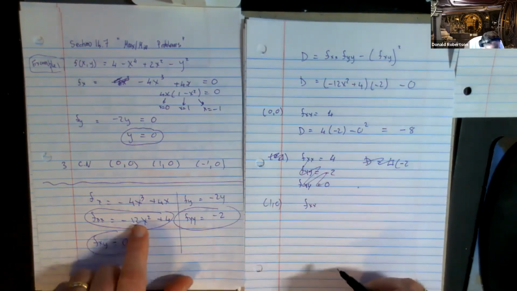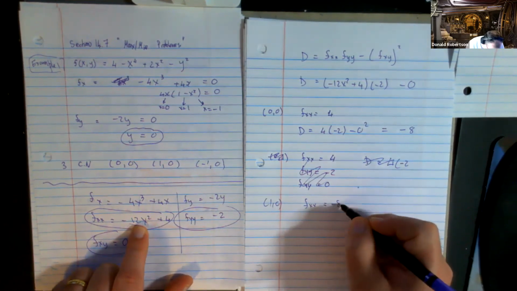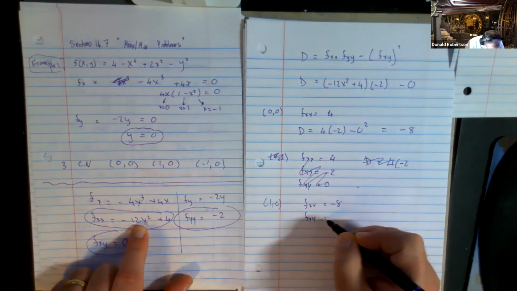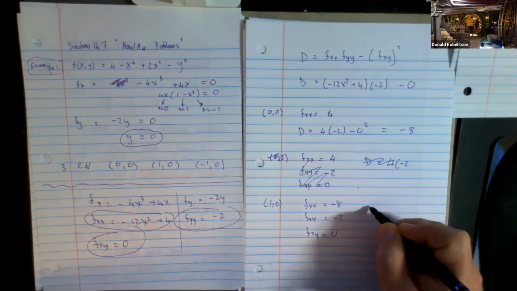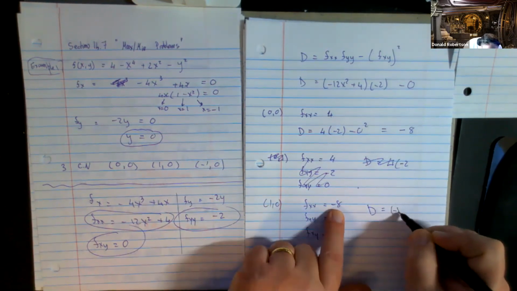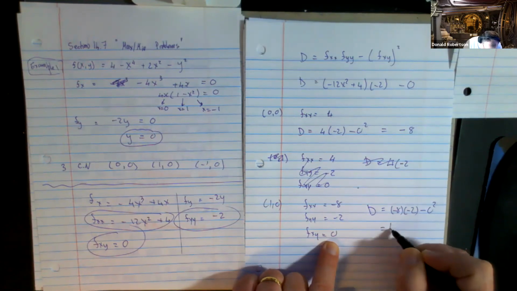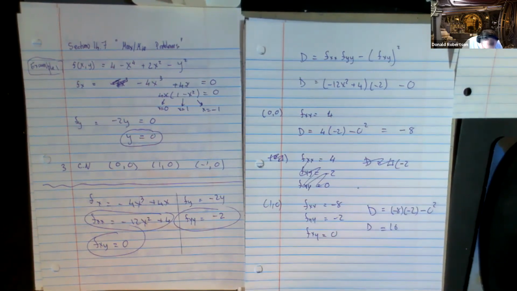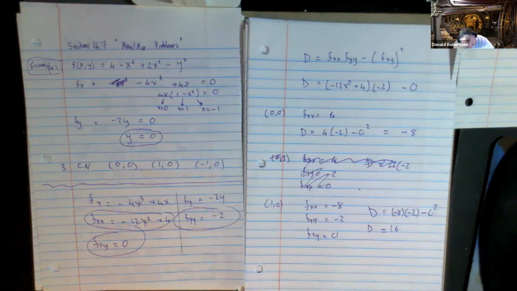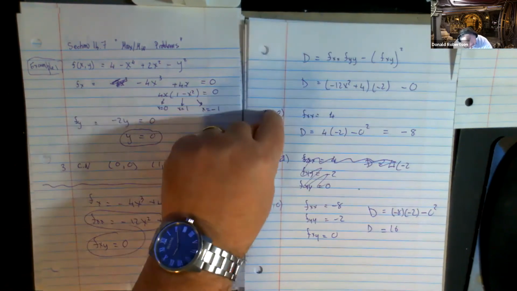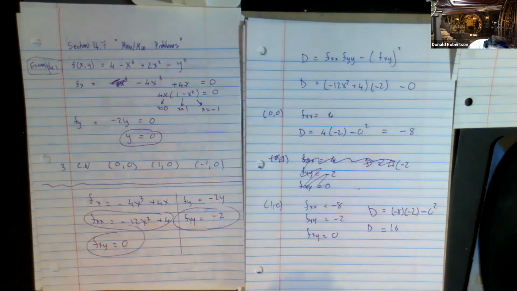Right, the second derivative at 1, 0 is -8. This guy is -2. This guy is 0. So D is going to be this fella times this fella, take away that guy squared, which is 16. And I forgot to do something. I've got the test point. I should decide, based on these two numbers, what the heck's going on.